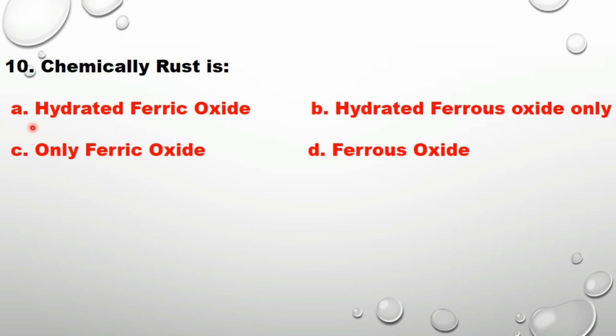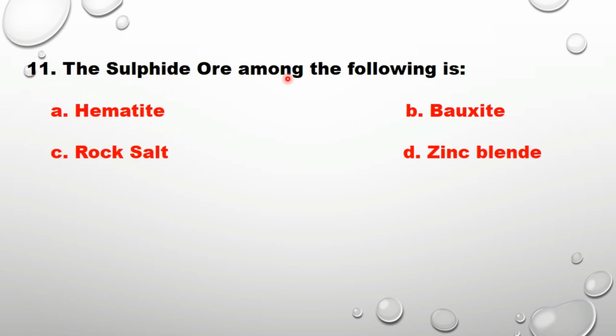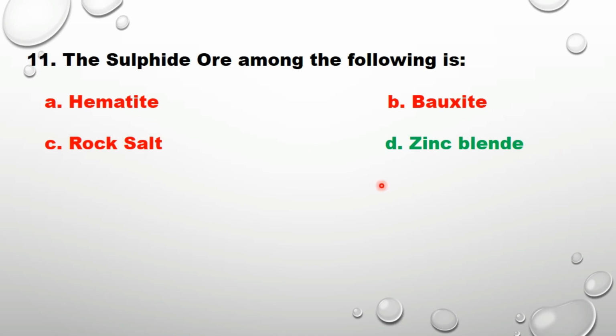Chemically, rust is option A hydrated ferric oxide, option B hydrated ferrous oxide, option C only ferric oxide, option D ferrous oxide. The answer is option A hydrated ferric oxide. 11th question. The sulphide ore among the following is option A hematite, B bauxite, C rock salt, D zinc blende. And the answer is option D zinc blende. It is a sulphide and that is ZnS, zinc sulphide.